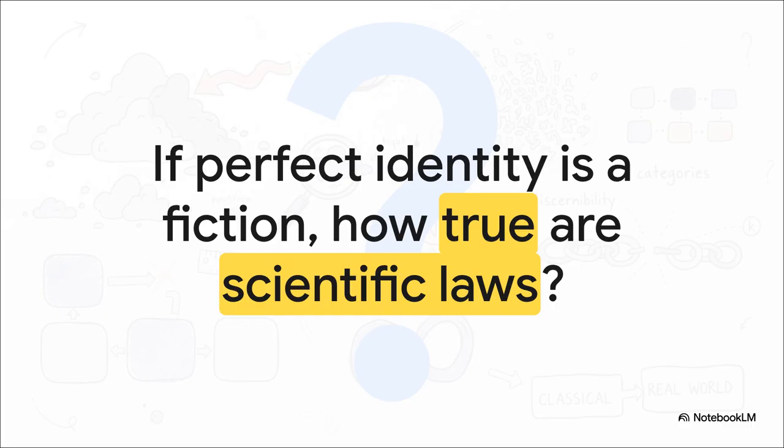And that leaves us with one last provocative thought to chew on. Modern science is built on the bedrock idea that experiments are repeatable, that one electron is perfectly identical to every other electron. But what if perfect identity is just a useful, theoretical fiction? What if it's just a story we tell ourselves to make the math work? If that's the case, then how true are the scientific laws we've built on top of that fiction? Something to think about.